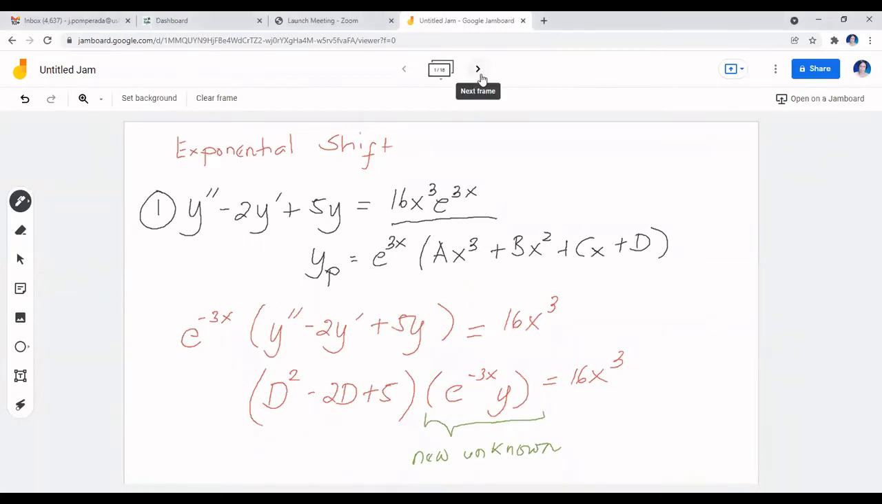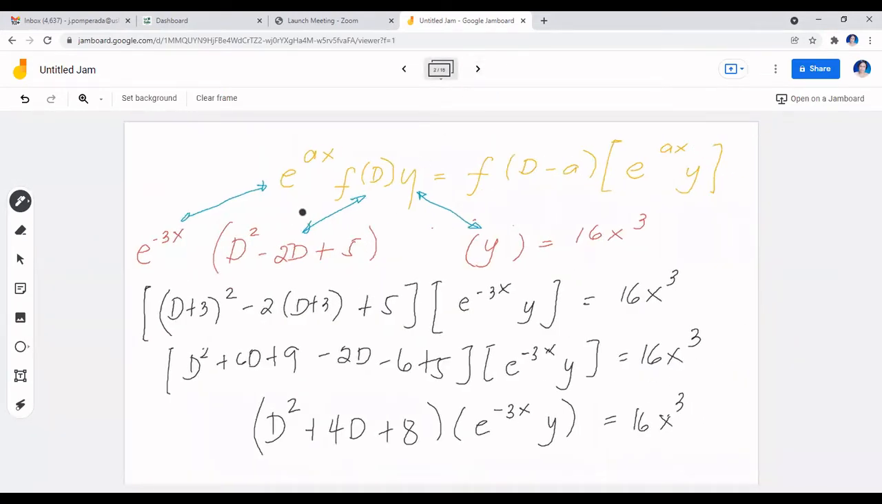Now, so we're going to go to the next page wherein I'm going to show to you the formula of determining the solution of this given DE using the exponential shift. So I'm going to compare this original DE of yours, wherein I've transferred the exponential function to the left, to this particular form. So this is our formula. You have in this formula e raised to ax times the function of D times y, and it is to be interpreted in this form.